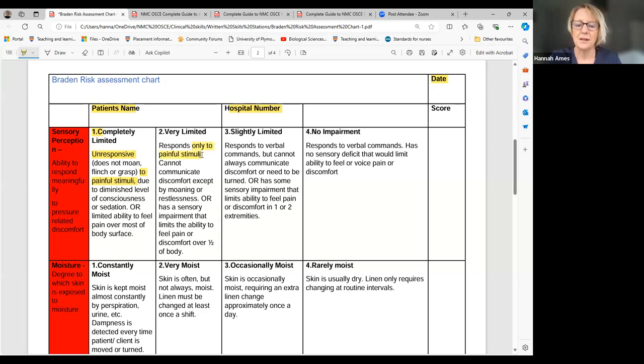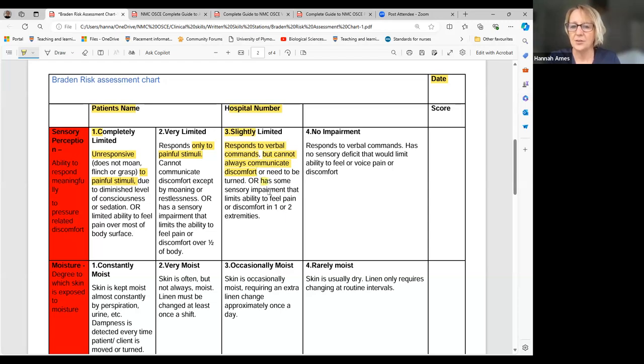When you start to look at the Braden, it's really important to pick out these key words from your scenario and match your scenario to the scoring system. This is where often nurses fail, because they don't clearly identify the wording correctly. To score 3, that patient has to be able to respond to verbal commands but cannot always communicate discomfort, okay? Or has some sensory impairment that limits the ability to feel pain or discomfort in 1 or 2 extremities.